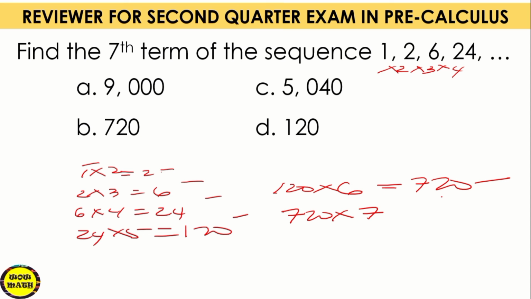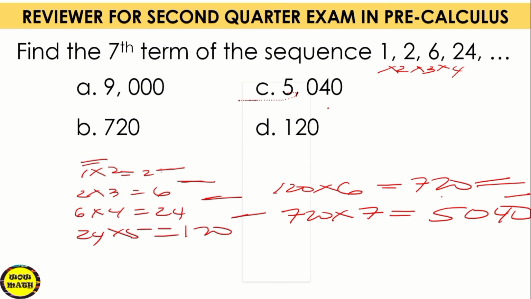So, what is the answer? The answer is 5,040. So, ito yung pang 7 term. Kasi yung first term natin is 1. Yung pangalawa is 2. Pangatlo is 6. Pang-apat is 24. Pang-lima yung 120. Pang-anim yung 720. At pang-pito yung 5,040. So the answer here is letter C. The letter C ang sagot.